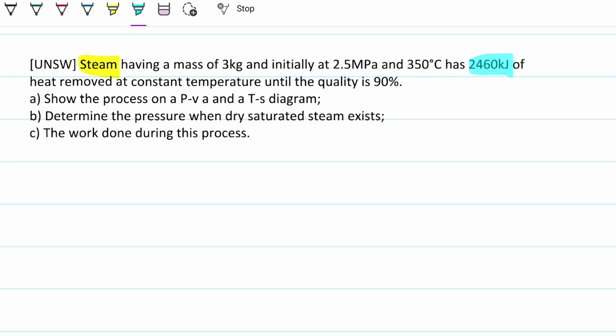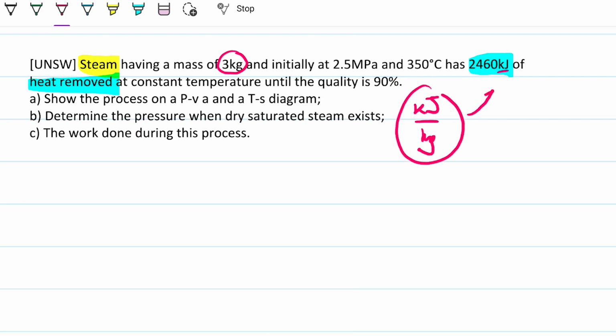We have 2460 kilojoules leaving the system, removed from the system. So we have heat going away from my steam. This is important for two reasons. One, we know our second state is going to have less energy than the first state. But also this is in kilojoules, and we're giving the mass in kilograms. So note that when we go to the steam tables, we're going to find information in kilojoules per kilogram. So that means we need to multiply that by 3 so that we can get kilojoules and relate back to the information we were given.